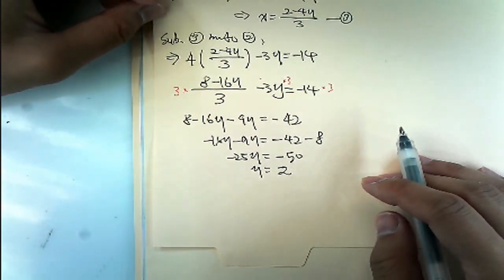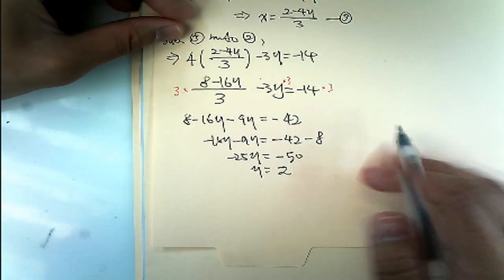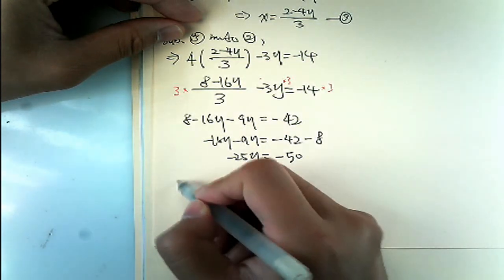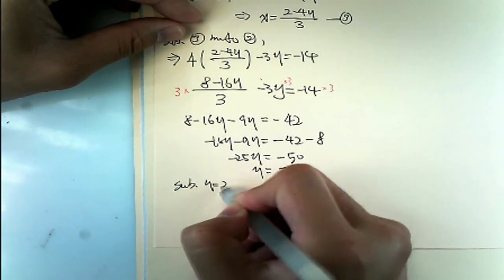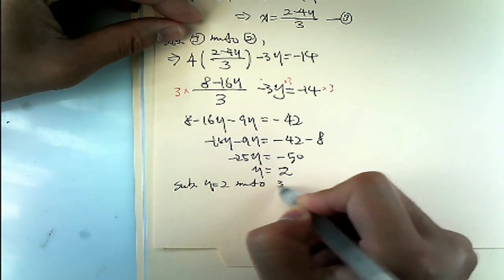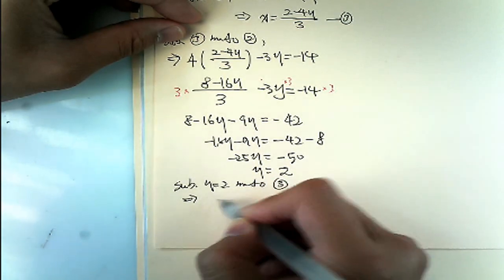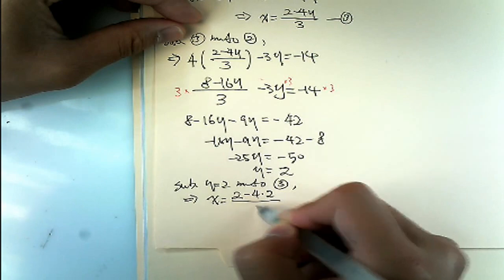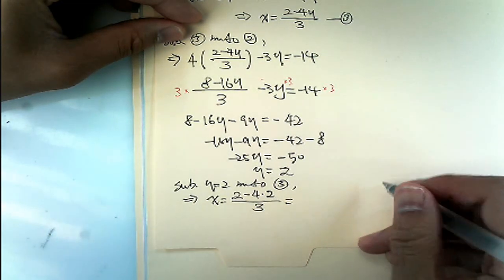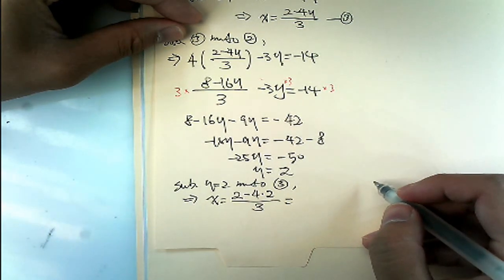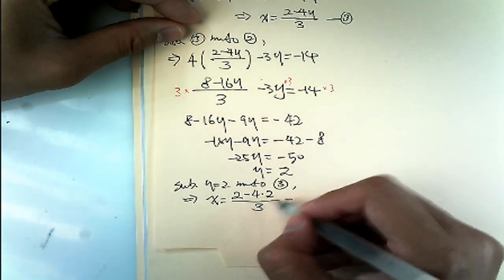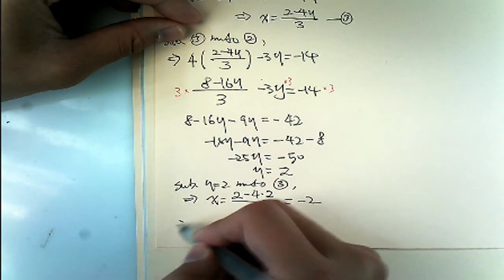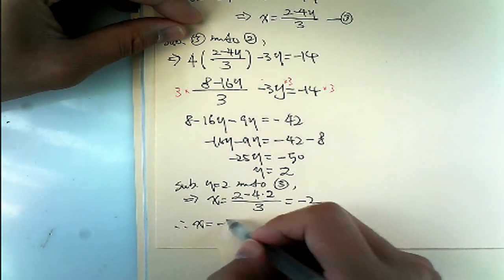Is it okay? So next you have to find out x, right? Obviously use equation number 3. So you sub y equal to 2 into 3. You directly have x equal to 2 minus 4 times 2, divided by 3. Actually it's minus 6 on top, divided by 3 is minus 2. So make a conclusion.